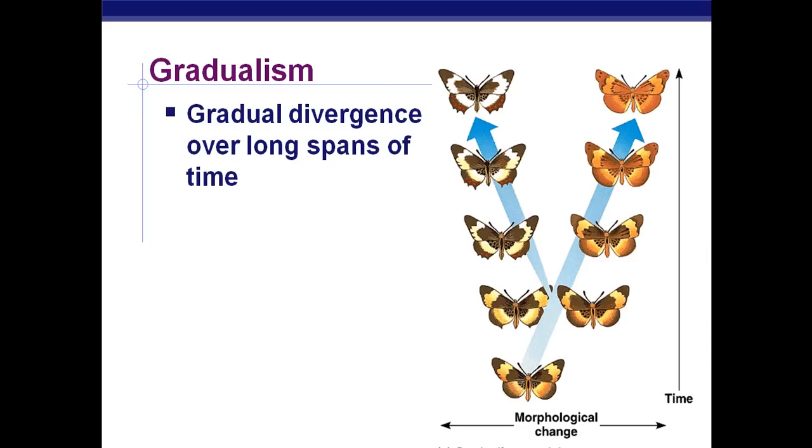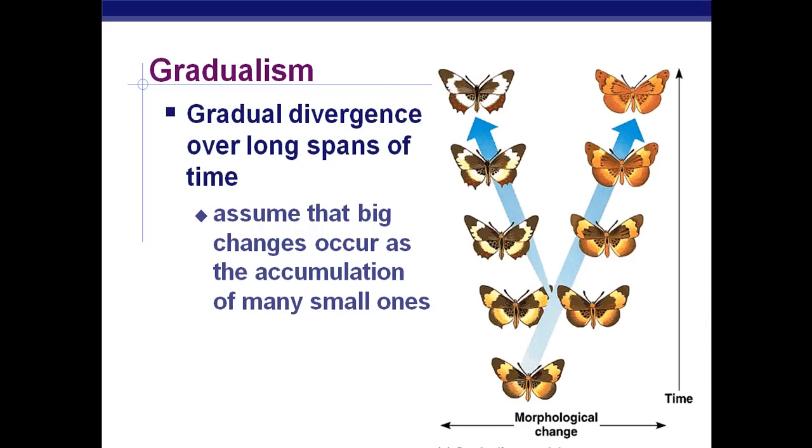In gradualism, the idea is that there's a gradual divergence over long spans of time, such that the big changes that we see are due to the accumulation of many, many, many small changes over long periods of time. So in the beginning, you might have had a species, but in the end, you have a couple that are very, very different, but this is due to very slight changes over vast amounts of time.